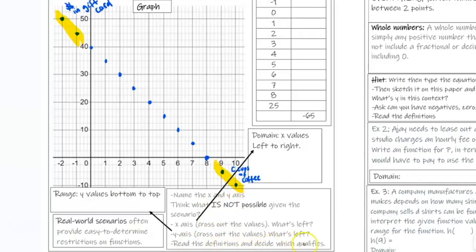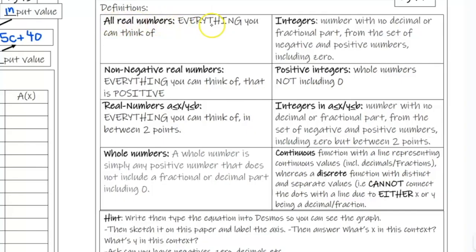All right, so read the definitions in this and decide which qualifies. We've talked about all real numbers. Remember, that's every number you can think of: fractions, decimals, radicals, anything at all. Non-negative real numbers: every number you can think of, except they are non-negative, which means they're positive. Oh, and it says that in the definition. All right, real numbers between two numbers or two constraints. So everything you can think of, decimals, fractions, radicals, in between 2 points.